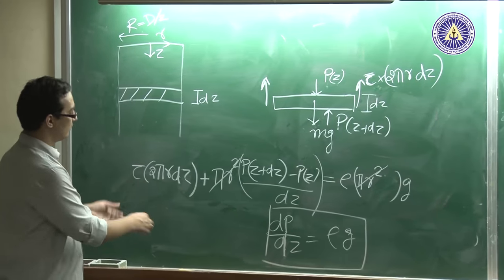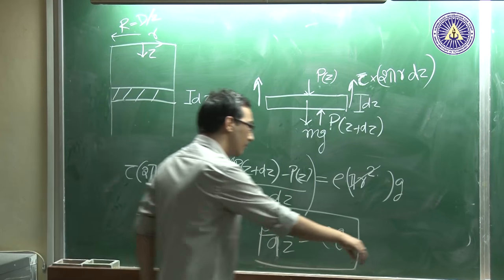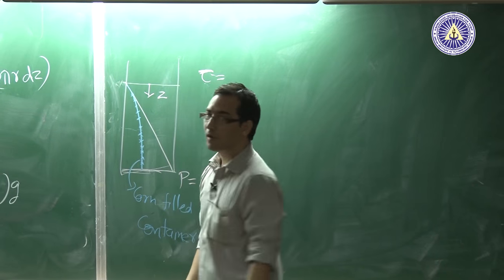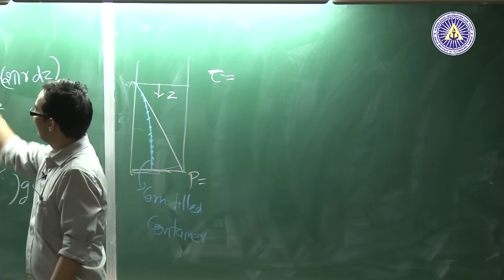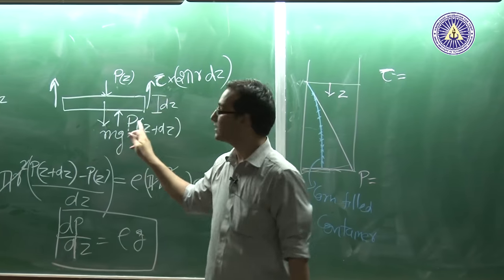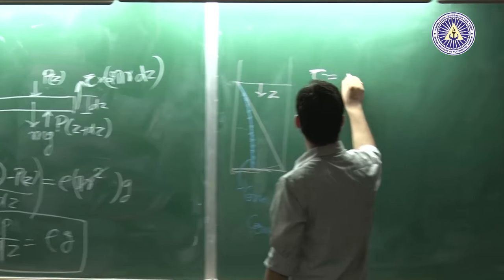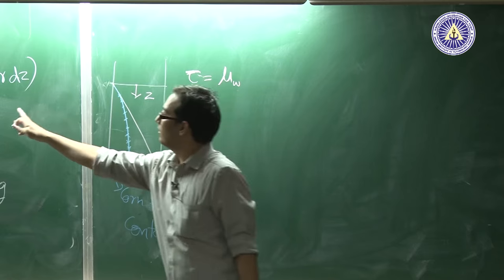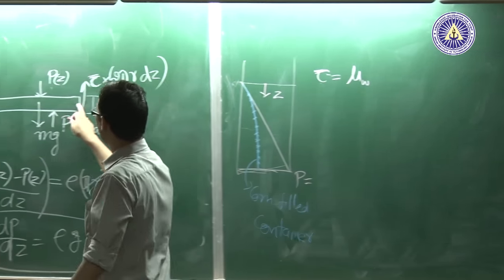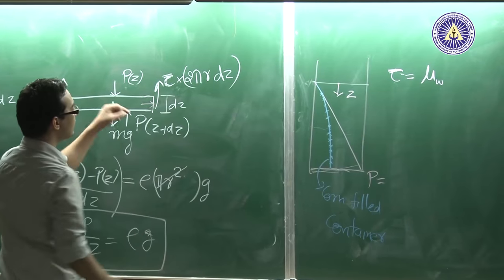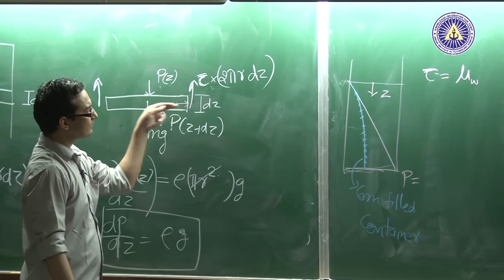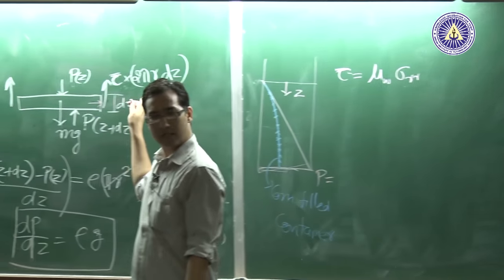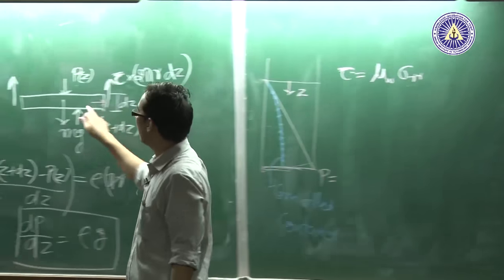And this tau, the shear stress, we can relate using Coulomb's law. So this force will be mu times the normal force, so this stress will be mu times the normal stress. So mu at the wall times the normal stress, because we're dividing by the area. This is the normal stress acting on a plane normal to R in the direction R, so this will be sigma RR.